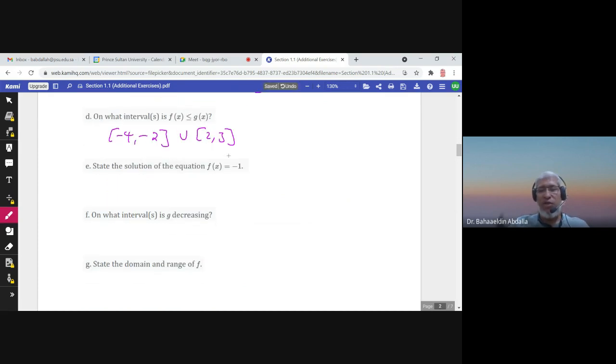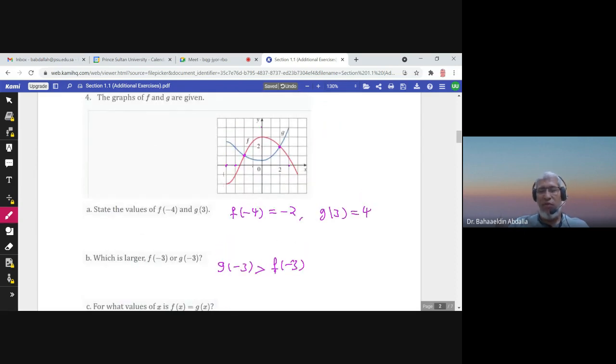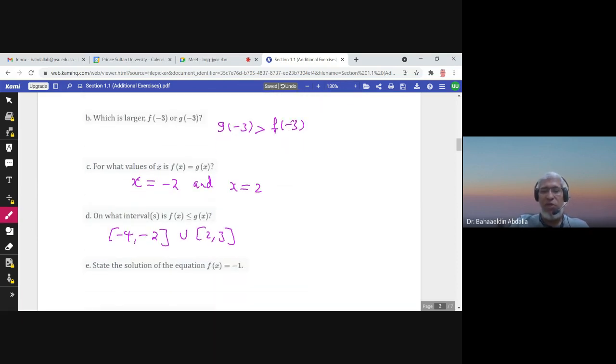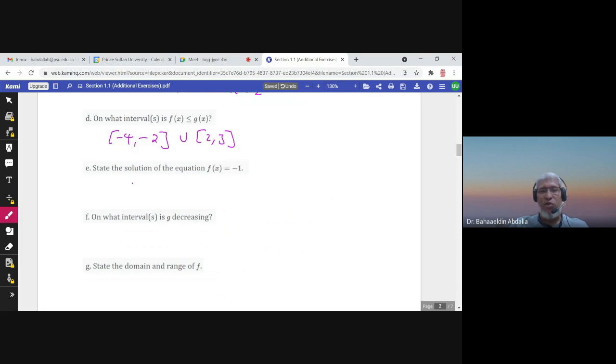State the solution of this equation. F of x equals -1. F of x equals -1, it is this line. This is the line, y equals -1. It intersects the graph of f at this point and at this point. So the question is the solutions. So the solution would be x is -3 and x is 4.